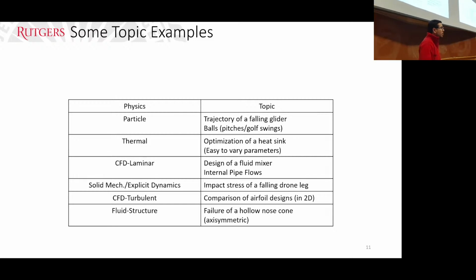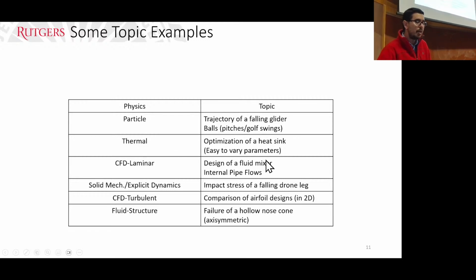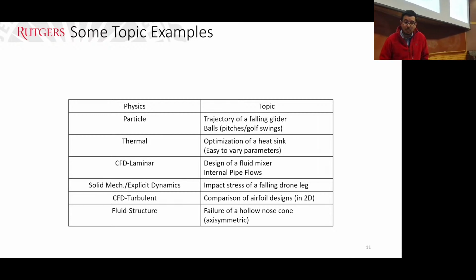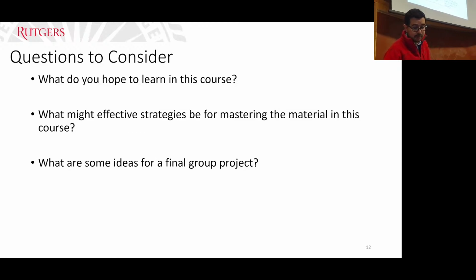Heat sink. Those thermal problems can go pretty quickly, if it's just conduction or even some levels of convection, if it's natural convection, and you have a boundary condition that's appropriate. CFD laminar, so fluid mixer, internal pipe flows, laminar flow, low Reynolds number. You can do stress on, say, a falling drone leg. And then in 2D, you could do some CFD, turbulent flow, and you can also look at some fluid structure interactions in axisymmetric phase, and some axisymmetric mode.